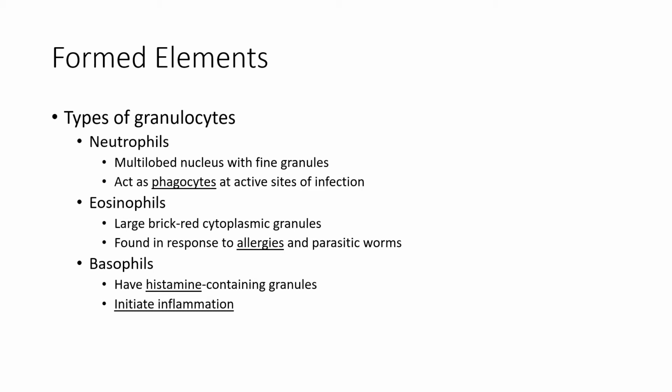The eosinophil has large brick red cytoplasmic granules. It is found in response to allergies and parasitic worms. The basophils have histamine-containing granules and initiate inflammation. Let's take a look at these.